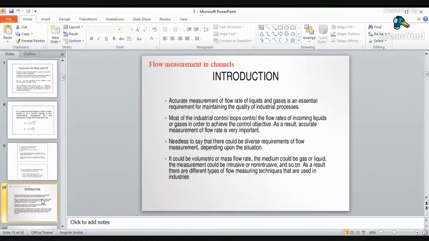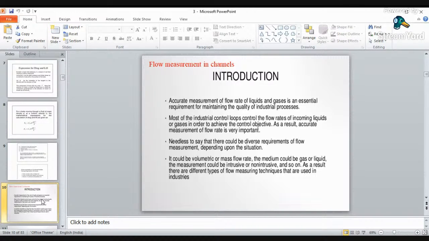Again, the hydraulic grade line coincides with the water surface. When you draw the HGL and TEL for an open channel, it will coincide with the water surface. But when you draw the HGL and TEL for a pipeline, it will not coincide with the water surface.